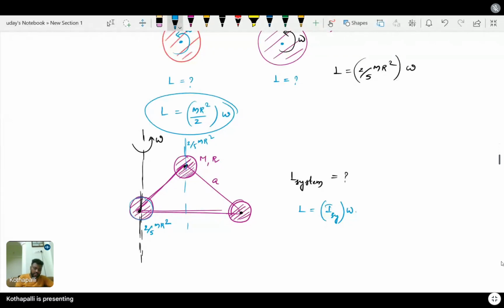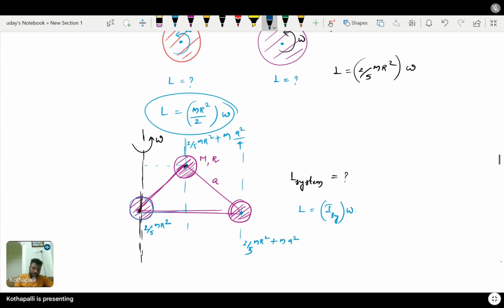But this is not the axis. This is the axis that I need to consider, which means the parallel axis theorem is to be applied. Plus m into what is this distance? a by 2 whole square, that is a square by 4. The moment of inertia of this about this axis we know is 2 by 5 mr square. But I want it about this axis. What is the condition? Parallel axis theorem. M into what is the distance?